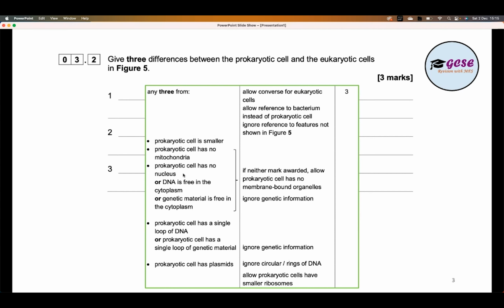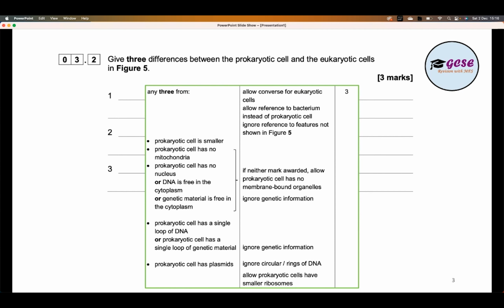If none of these are mentioned, you can state that prokaryotic cells have no membrane-bound organelles. Okay, but it has to be genetic material. Ignore genetic information, because if you say genetic information, you're not explicitly stating that you're referring to the DNA inside of the nucleus, or the one which is responsible for the characteristics. So make sure you're stating genetic material.